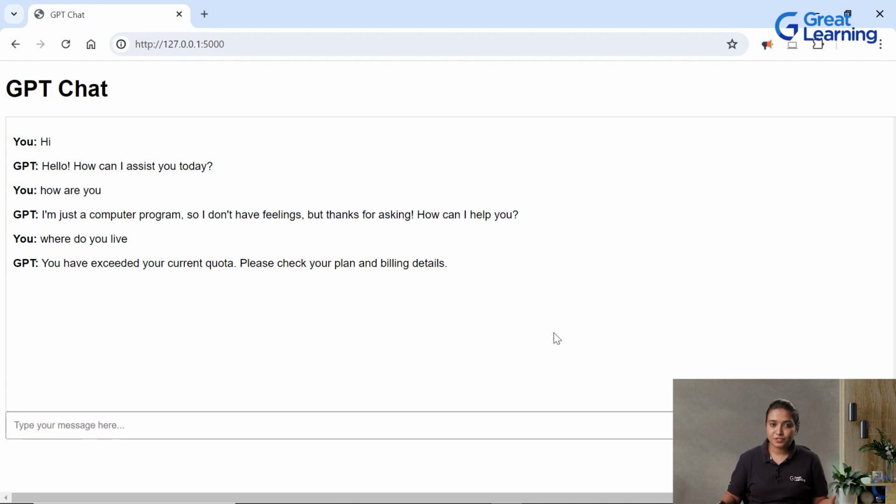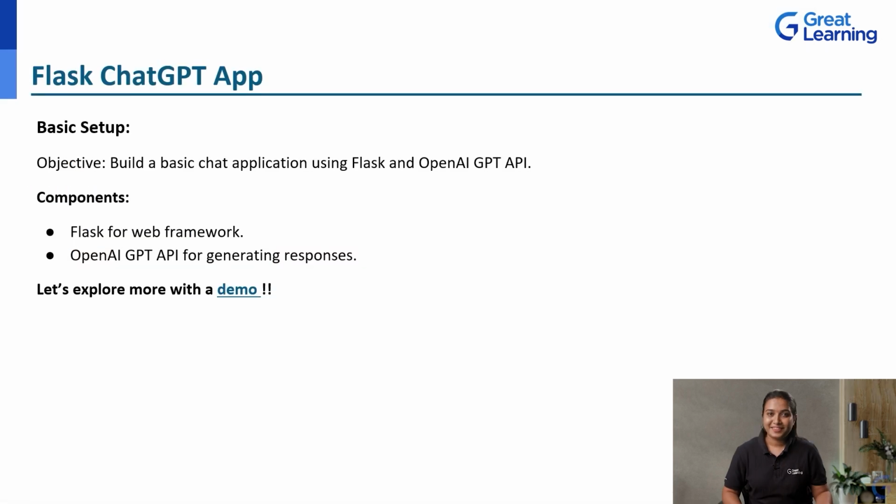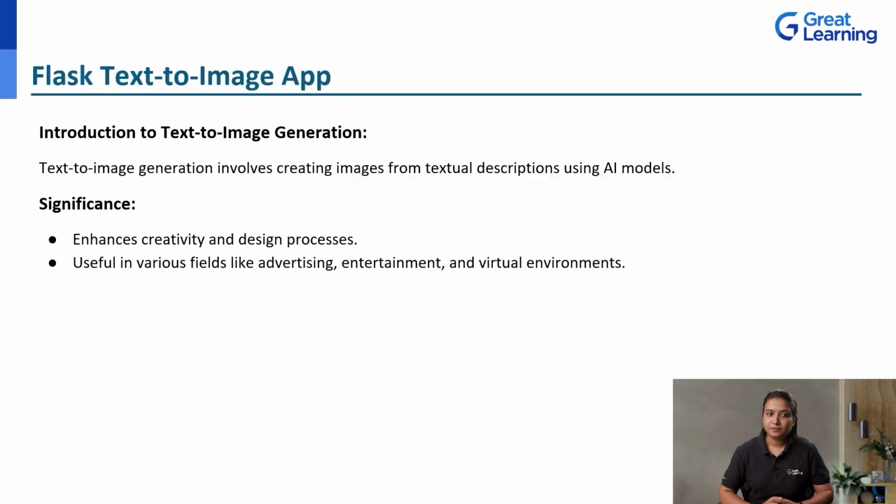By now, we have understood how ChatGPT works while using Flask, how we can execute it, what code is required and how the outputs look. Now that we have understood and also seen the demonstration of how a ChatGPT app works when you create it with the help of the Flask library using Python, let's check out the next topic. Using the same Flask, how do you build a text-to-image application? The simple idea is that text-to-image generation involves creating images from textual descriptions using AI models. You will give a simple description. Here, we are not focusing on the description.